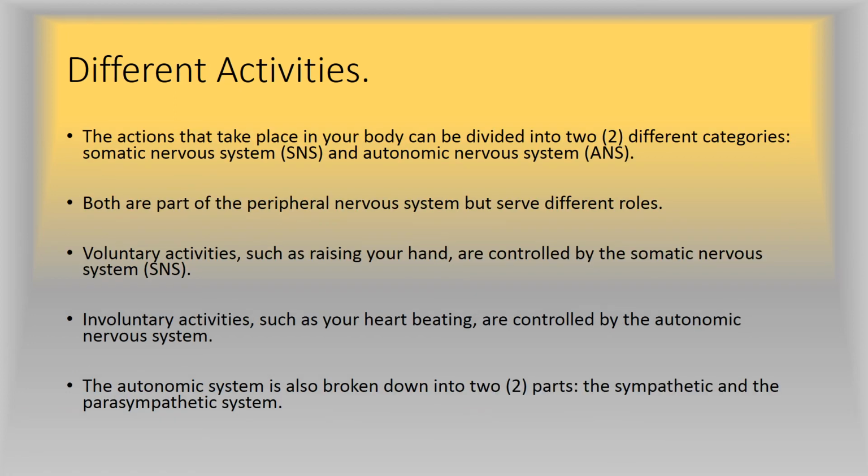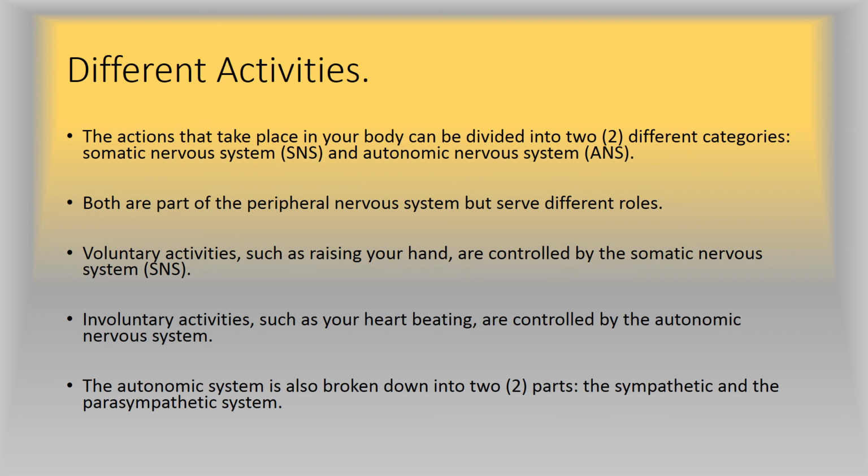Now, there are also different activities that the body has. The actions that take place in your body can be divided into two different categories: the somatic nervous system, or the SNS, and the autonomic nervous system, or the ANS. Now, both of these are part of the peripheral nervous system. So these are the nerves that reach out to other parts of your body. But they also serve different roles.